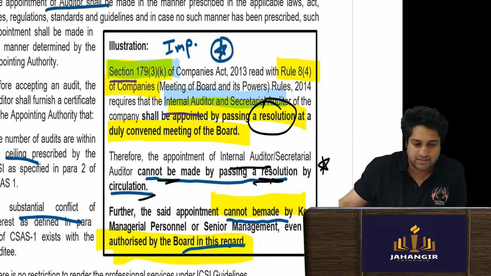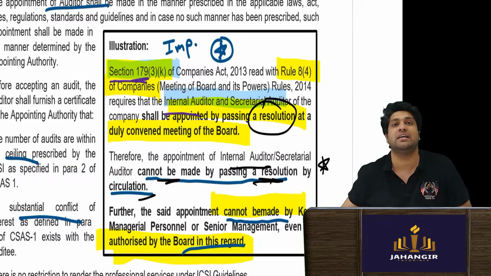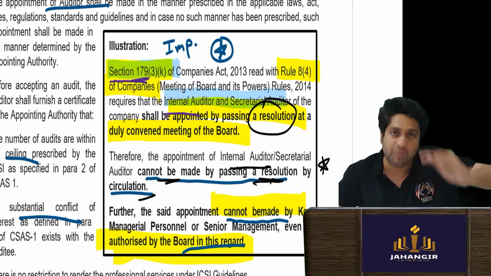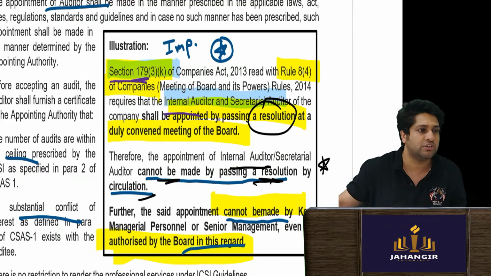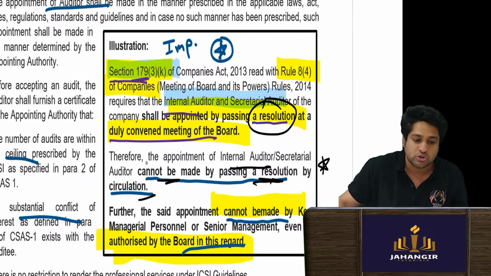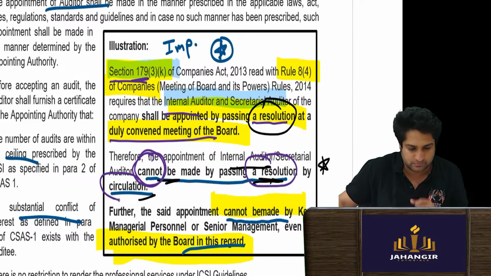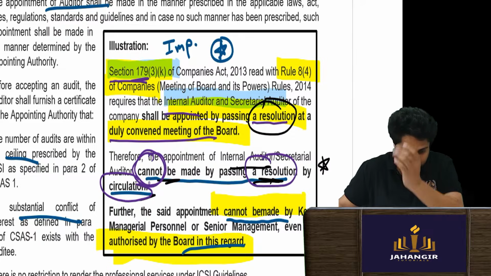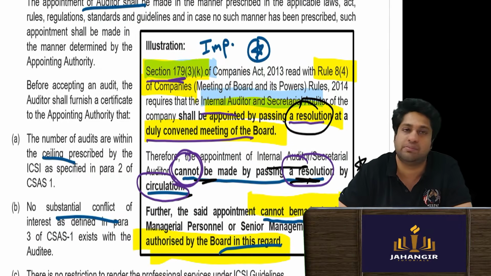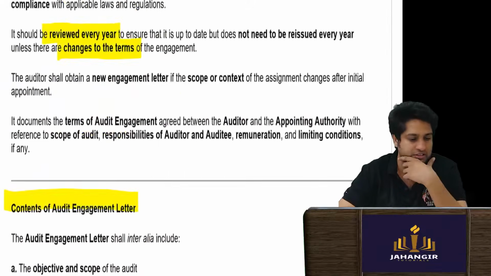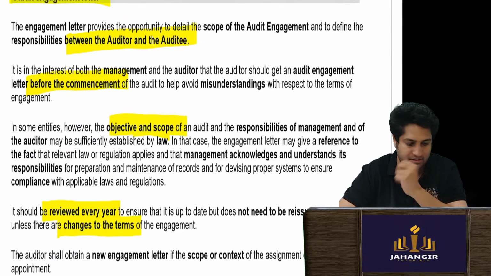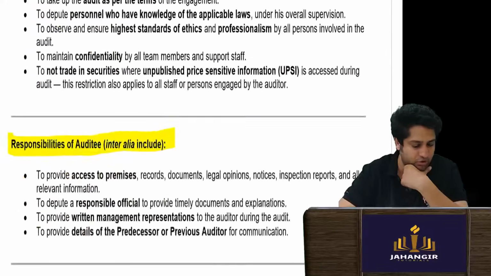So section 179 tells that the powers of the board should be exercised only by a duly convened board meeting. So the auditor shall be appointed by a resolution passed at a duly convened board meeting. So you cannot appoint by resolution by circulation. Okay, very important from the MCQ and situational point of view. All this is repeated.